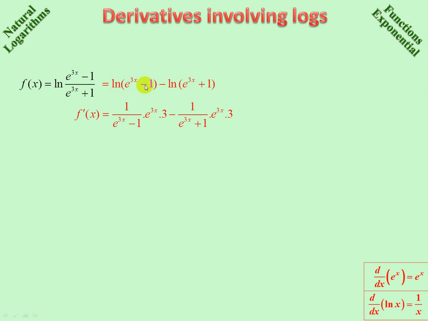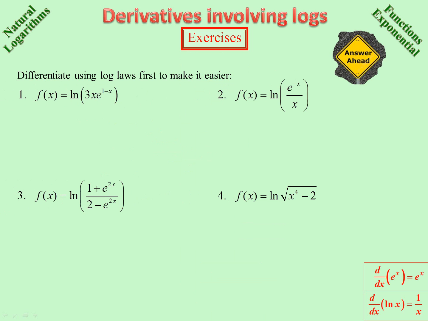That goes, derivative of that is 0, same on this side. Common denominator, where I've taken out a common factor of 3e to the 3x there, and that simplifies to 6e to the 3x over e to the 6x minus 1, or left like that. Some exercises to do. Try them yourself by pausing and doing them, and then look at the answers.